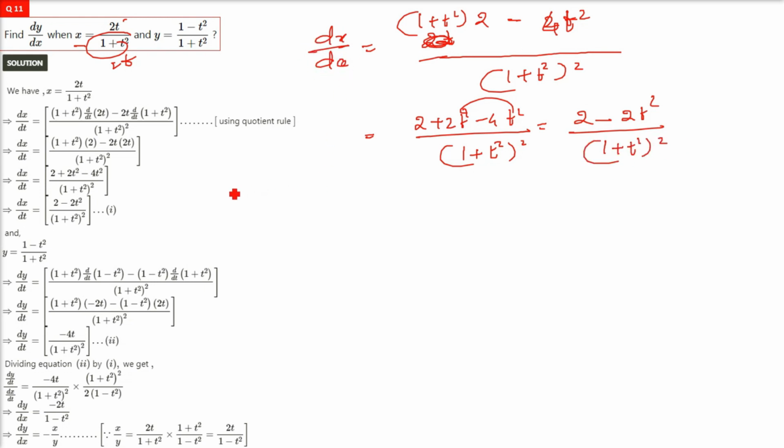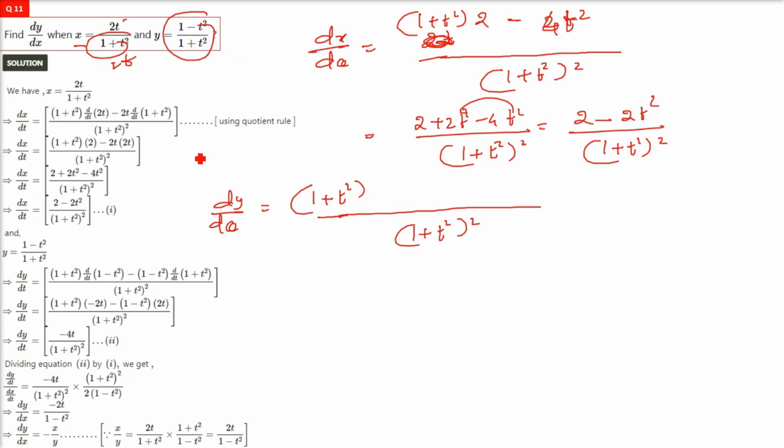So dx by d theta. You can also take 2 common, and that will be twice of 1 minus t square in the numerator in dx by d theta. Now dy by d theta we are going to go about. So 1 plus t square whole square in the denominator, 1 plus t square as it is.